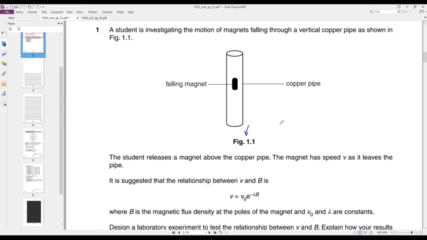The angle of the tube. Yep. The length of the tube. Yep. The distance that the piping is from the magnet. The inside, so like the diameter of it. Okay, yep.